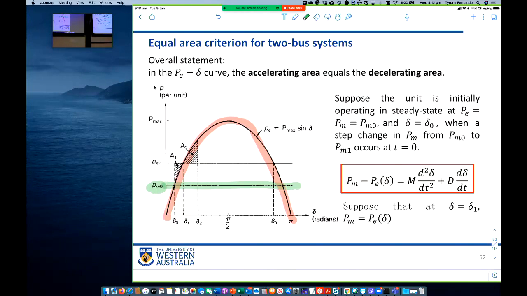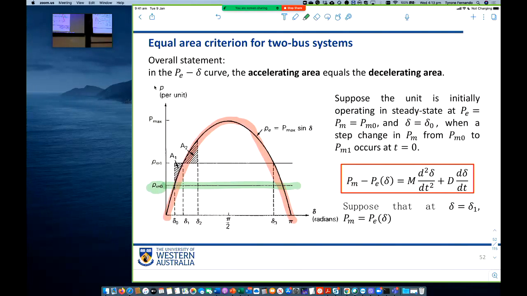between delta naught and delta 1 is lower than mechanical power, so we start accelerating and keep moving up. It will keep increasing until delta 2, so that areas A1 and A2 are equal. At delta 2, it will start coming back.